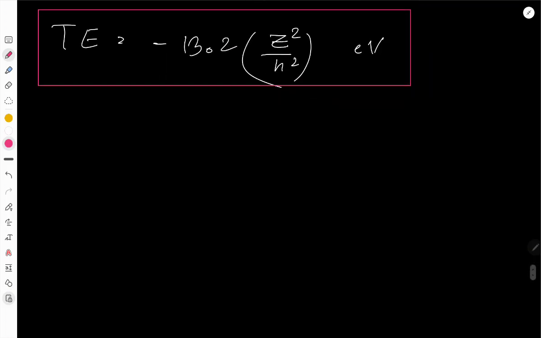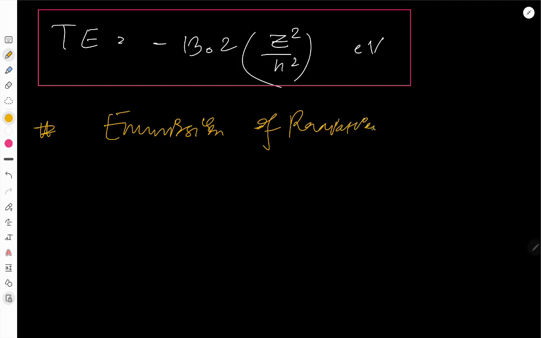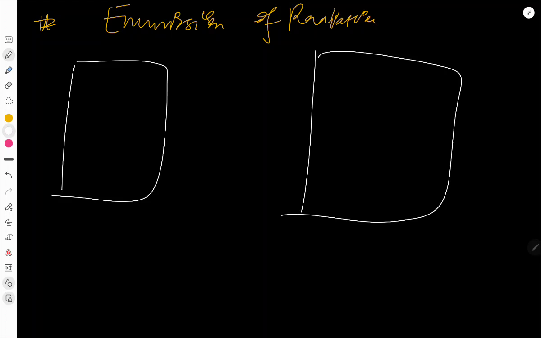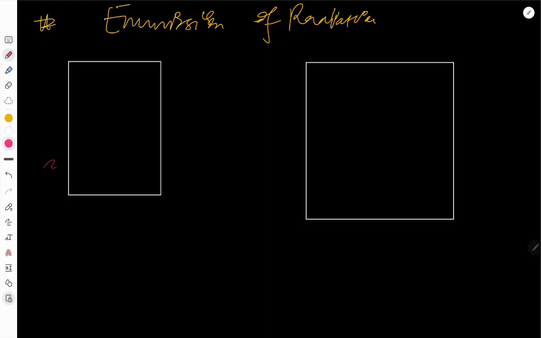Now let us understand some of the final content of the chapter, Bohr's atomic model, and that is the emission of radiation. So there are two types of spectrums. I'll draw them now. I'll write this one as continuous and this one as characteristic.